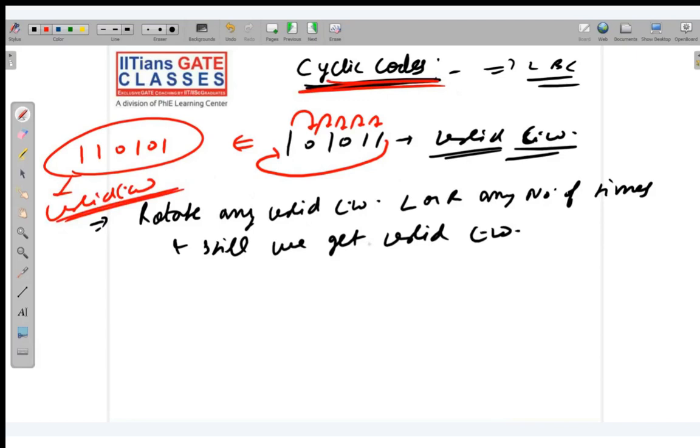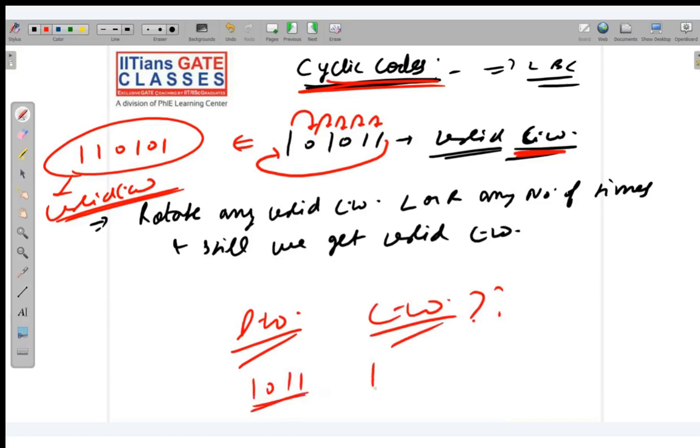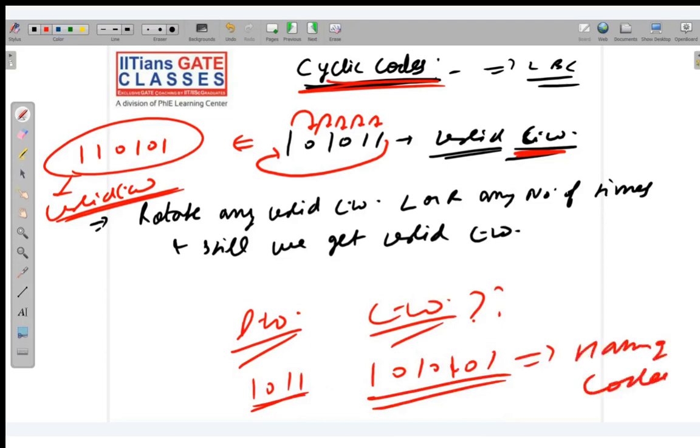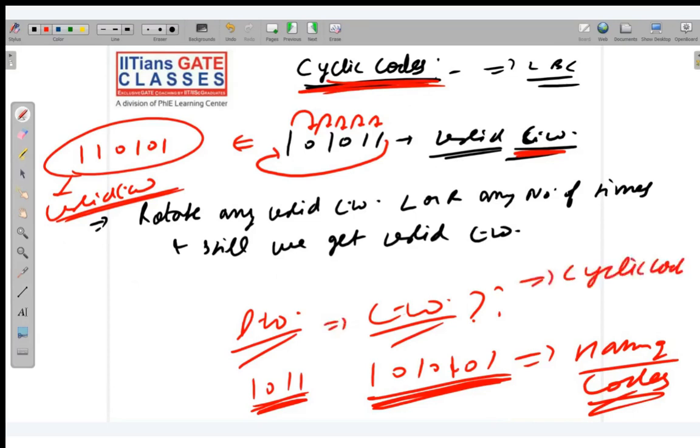Okay, so now the question arises, how will we get the code word? We have a data word with us, we want to find a code word. Like we have already done, the data word was 1011 and the code word we found to be 10101 in the case of Hamming codes just now. So now, given the data word, how will you find the code word for cyclic codes? For that we have a proper procedure called CRC, or cyclic redundancy check. That is very important and many times questions have been asked from it, so try to do that carefully.